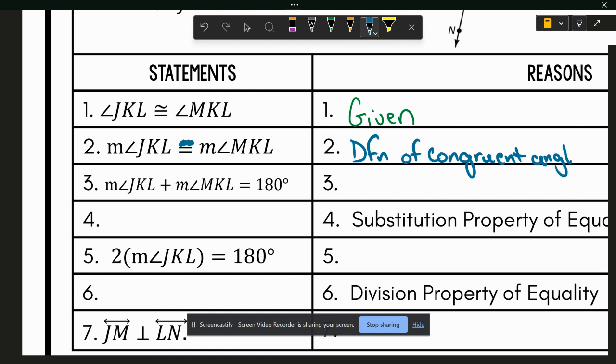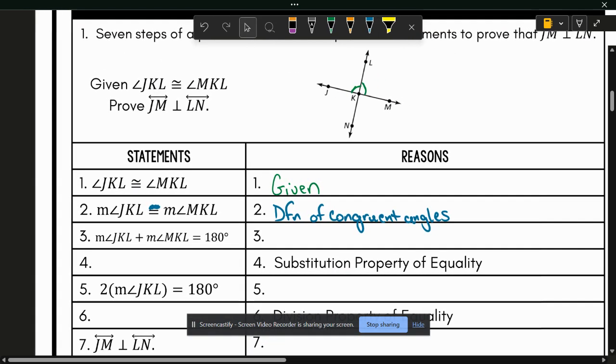Anytime you change from equality to congruency, or congruency to equality, like in this one, where we had congruency and now we're changing it to equality, we're using the definition of congruence, or the definition of congruent angles. The reason we change it from congruency to equality is because with equality, in simpler terms, we can use numbers. So if you look at example number 3, it tells us the measure of JKL plus the measure of MKL is equal to 180 degrees.